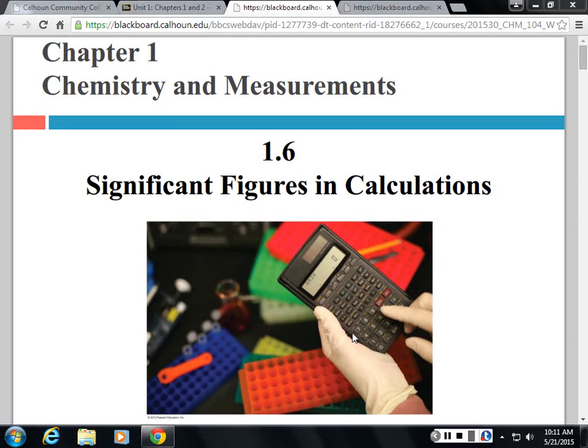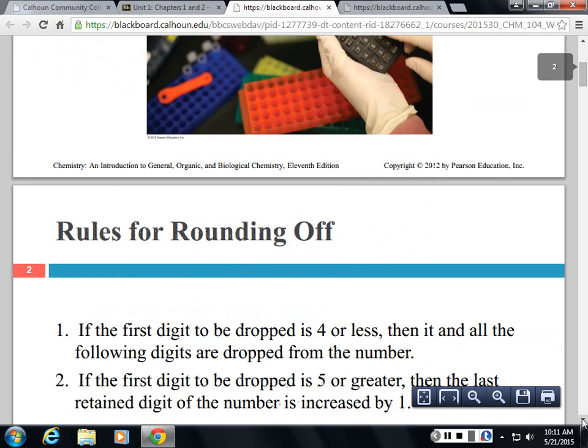Welcome to Chapter 1, Section 6. Please be sure that you understand Section 1.5 before watching this video, about significant figures and our rules. Now we have to relate these to our calculations. So how do we report our answers to the correct number of significant digits?